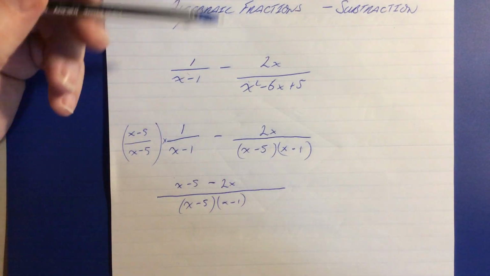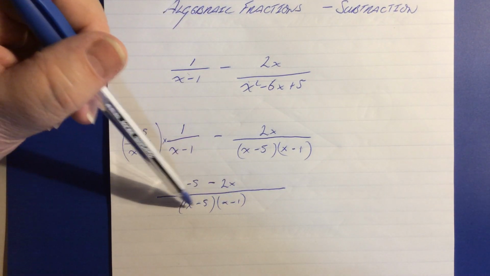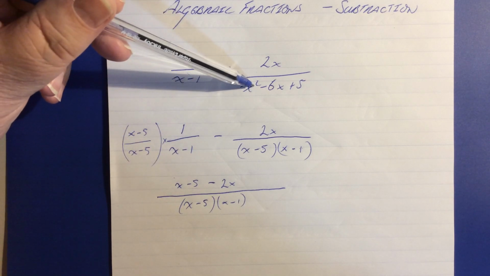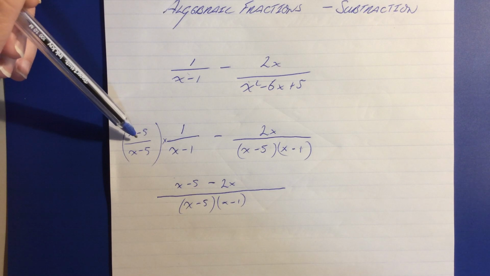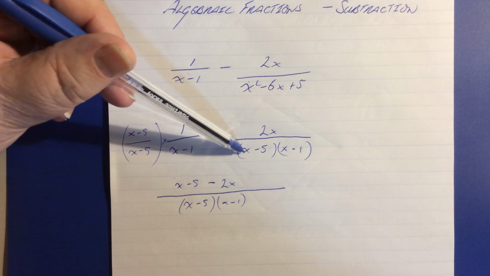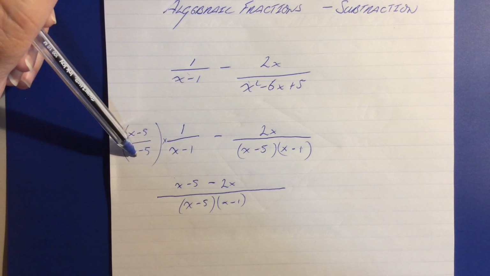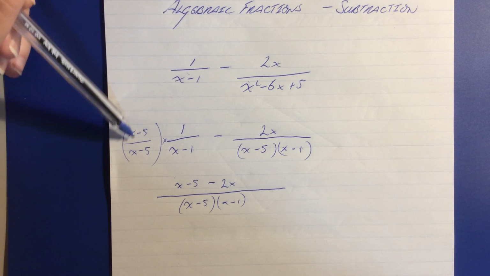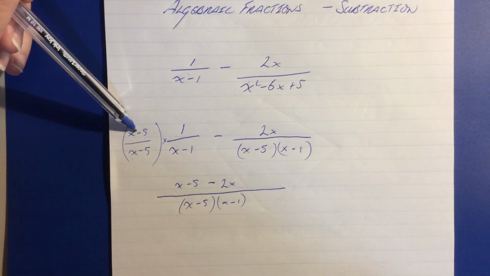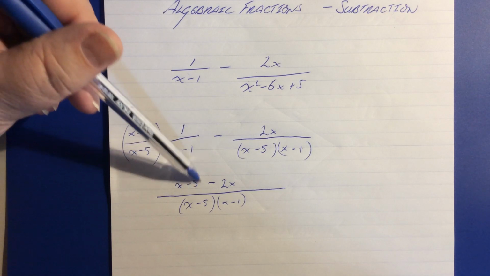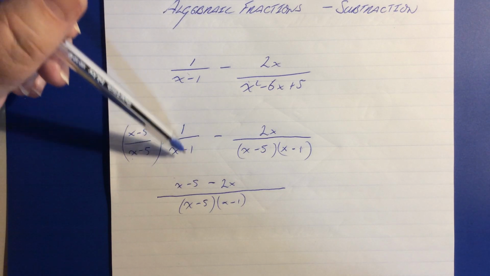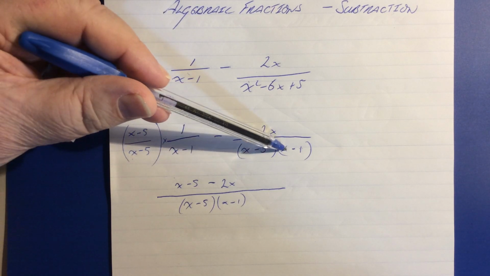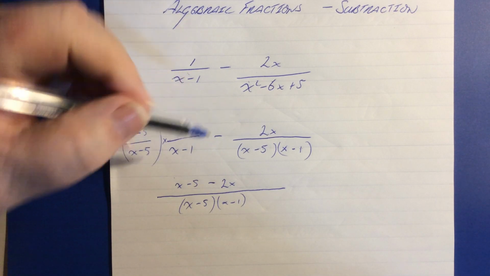It's really up to you whether you leave the denominator in this form or not. I'm going to. You could rewrite it as that if you wished. Now, what have I done? In order to get x minus 5 on the bottom of this fraction over here, I've effectively multiplied by 1, x minus 5 over x minus 5, which has given me x minus 5 as the numerator for this, and a denominator of x minus 5 and x minus 1, which is what I have here.